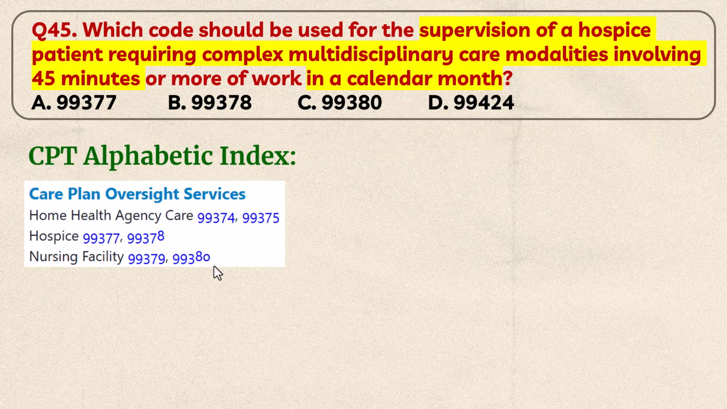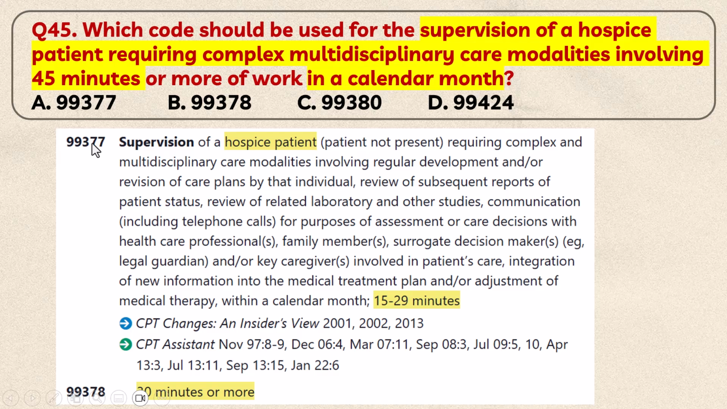Again, the same CPT index you have to use. The main index term is care plan oversight services. Here the place of care is hospice. Hospice codes are 99377 and 78. Once you go to the tabular list, 99377 is supervision of a hospice patient, 15 to 29 minutes. But in our case, it's 45 minutes. So 45 minutes is 30 minutes or more. So the correct code will be 99378. The correct answer will be answer B.